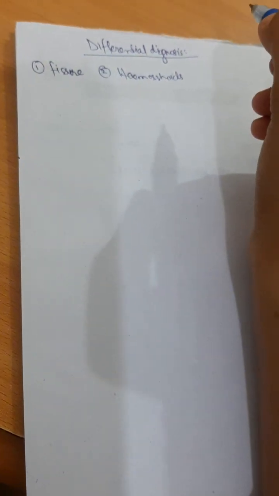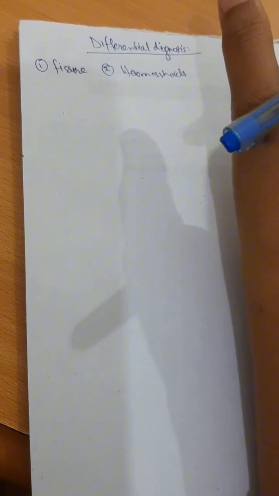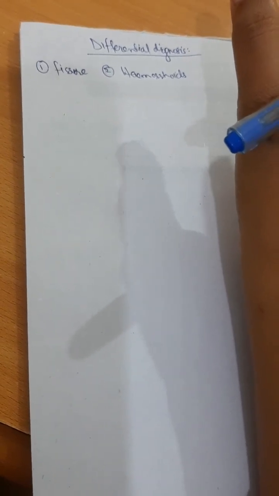Second would be hemorrhoids. Ask about something coming out of the anus and splashing of blood after passage of the stool, so it's very important.